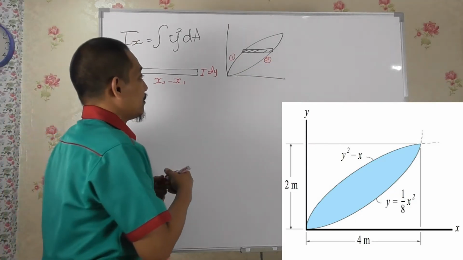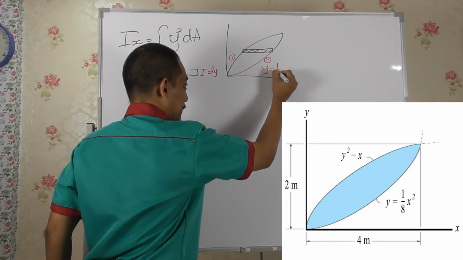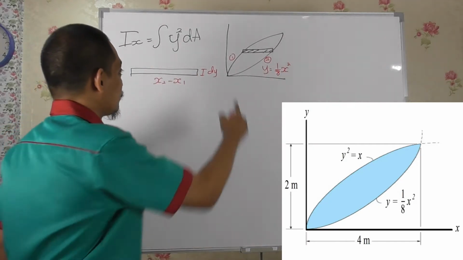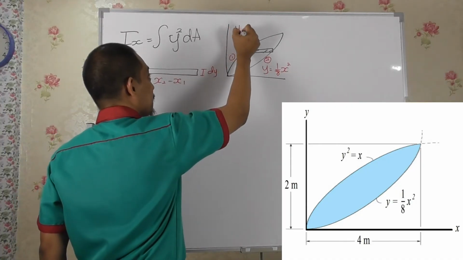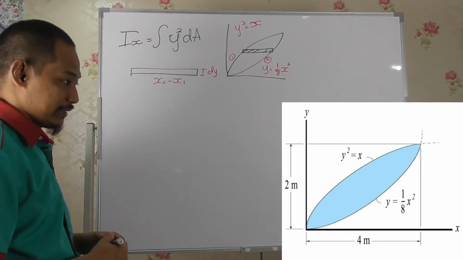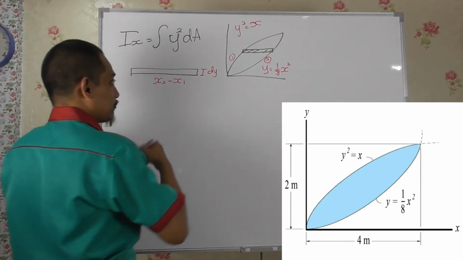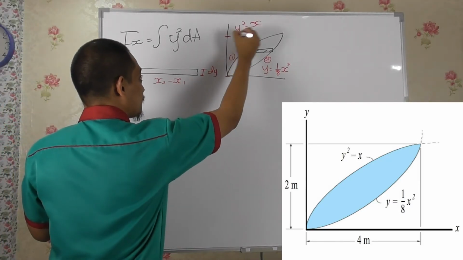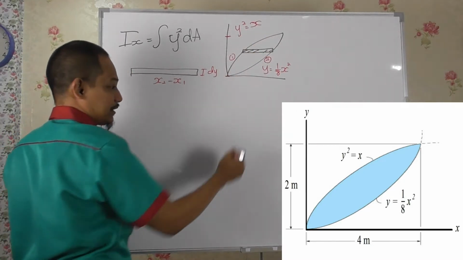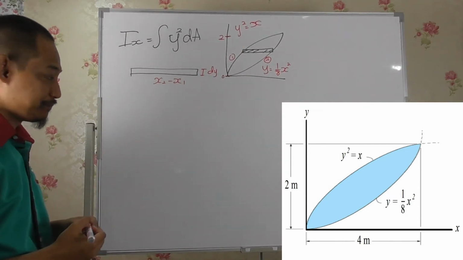In terms of the curves, this one is y equal to 1/8 x squared, and this one is y squared equal to x. When you use this element, you will integrate from here until here, because the way you chop the element, this is the first element and that will be the last element. So that will be from 0 to 2. That will be your limit.